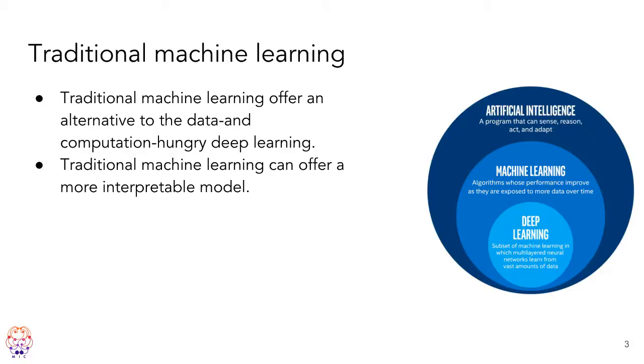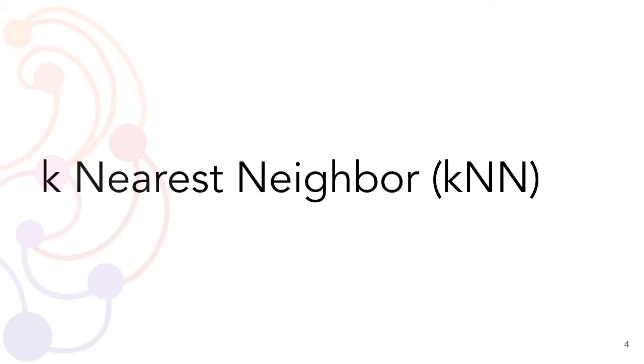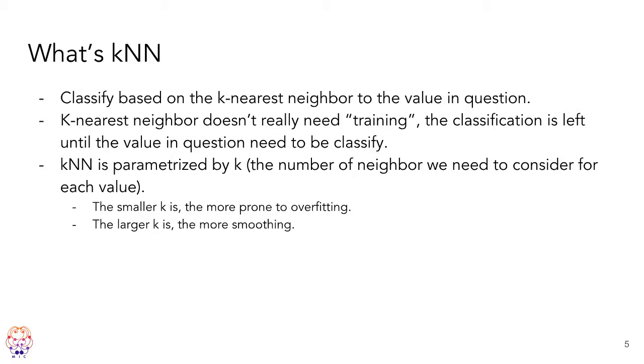Also, using these algorithms, we can have a more interpretable model of our data, which is a goal of many deep learning algorithms. And so, the first one I want to talk about today is K-nearest neighbor. What is K-nearest neighbor? The intuition behind K-nearest neighbor is quite simple. It's a classifier that classifies based on the values of the data points around the data point to be classified.